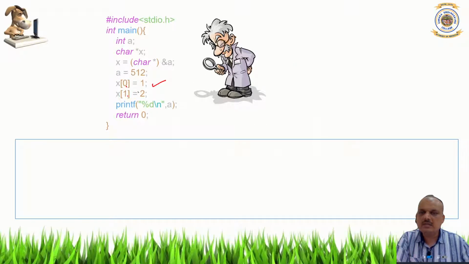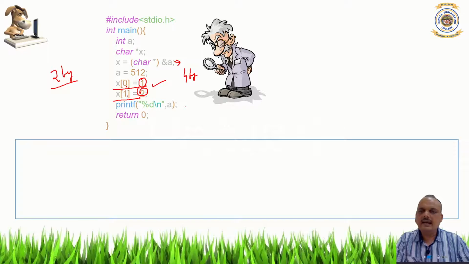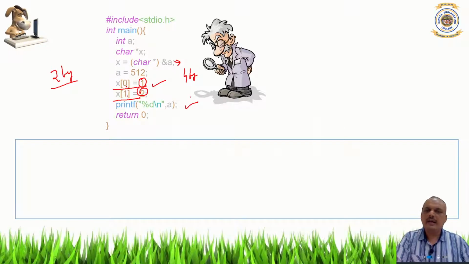So what actually happens there? In my compiler, character is being given as 2 bytes. Again, I told you this is compiler dependent, and integers are being given 4 bytes. So the first 2 bytes take up 1 and the next 2 bytes take up 2. And then I print the value stored in A. So both are basically pointing to the same memory location.